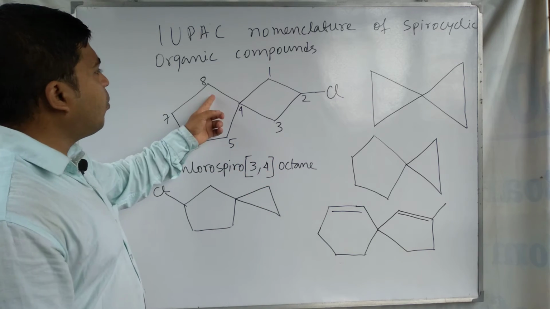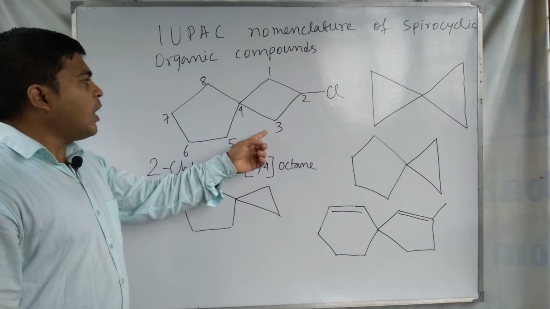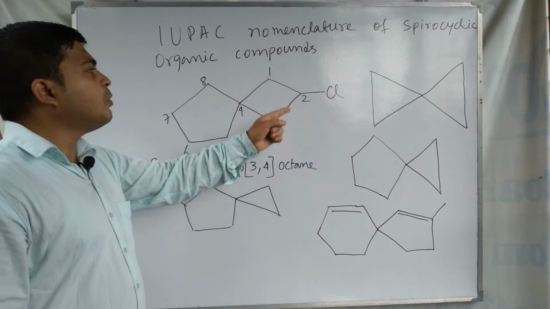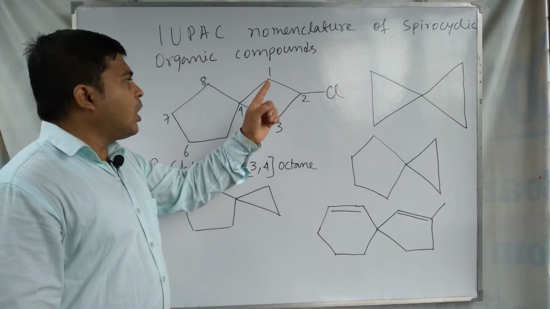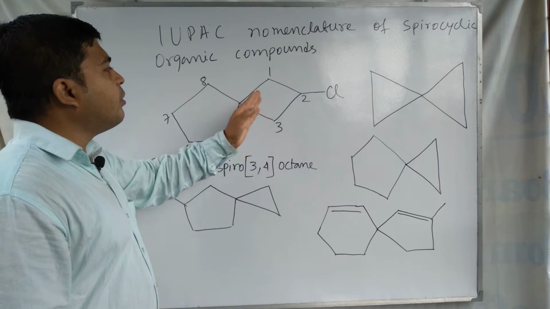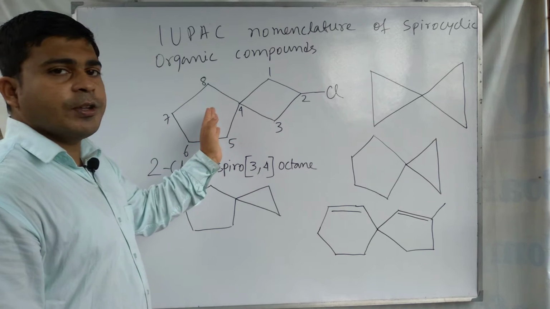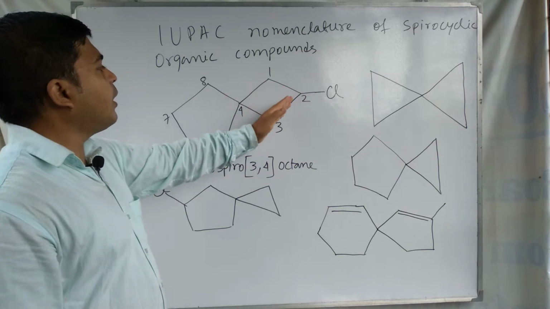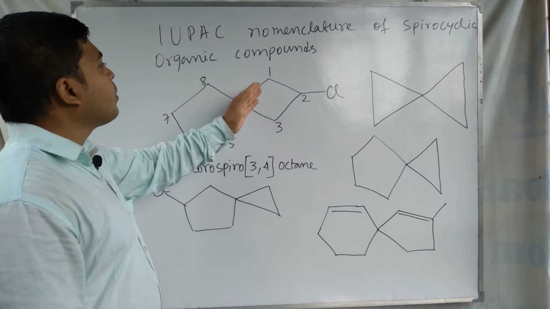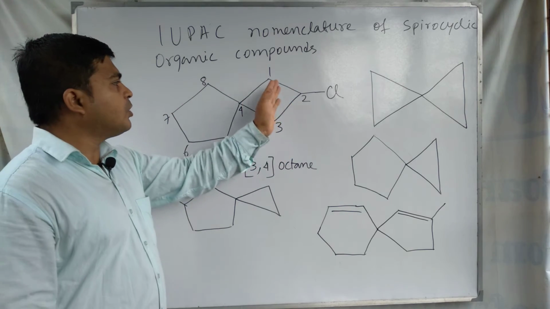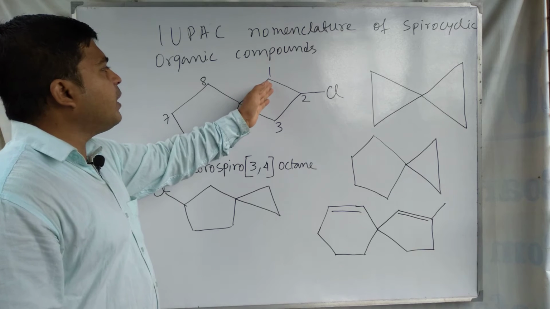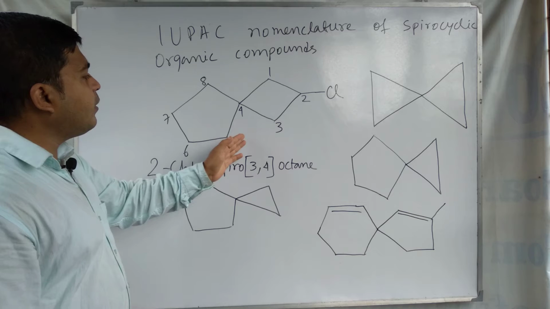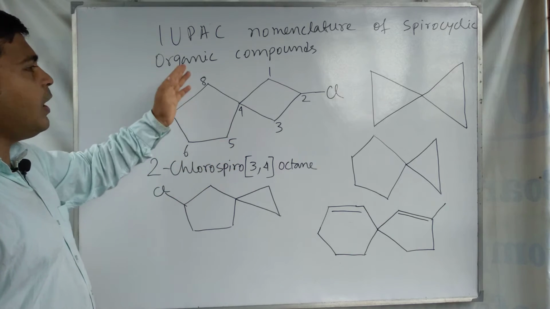At first, look at this molecule. We are writing the IUPAC name of this molecule. For IUPAC name writing, we have to first select the small ring and then the larger ring. This one is a small size ring, this one is a large size ring. So numbering starts from the small size ring, numbered 1, 2, 3, 4, and then the large size ring is numbered 5, 6, 7, 8.